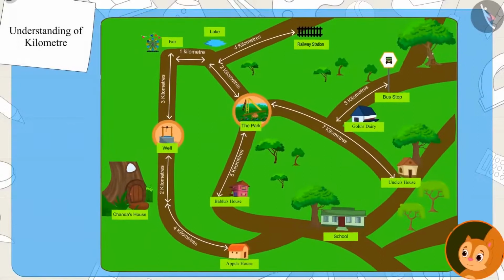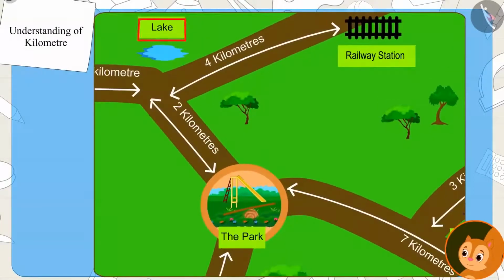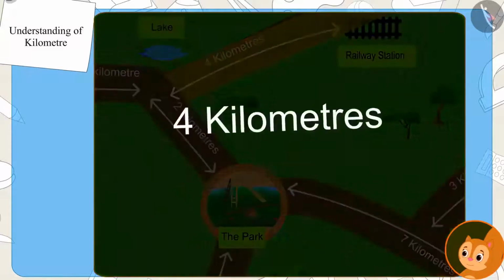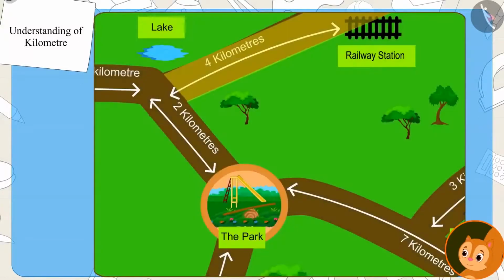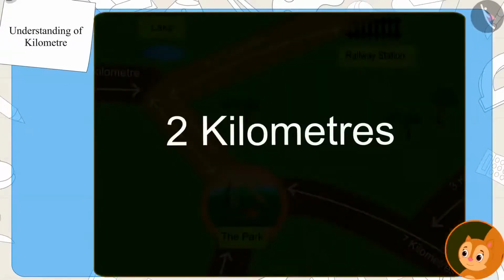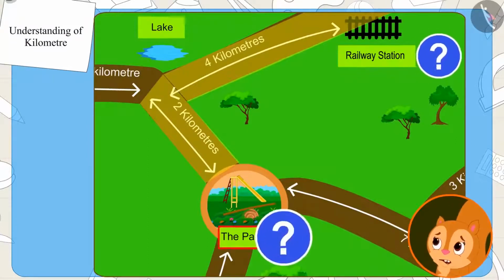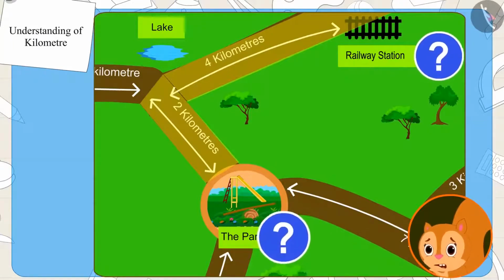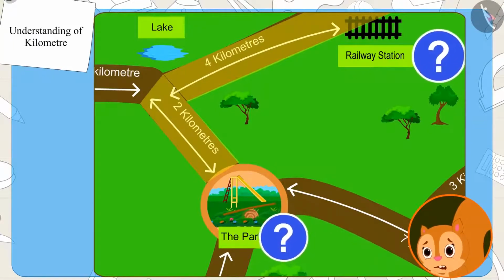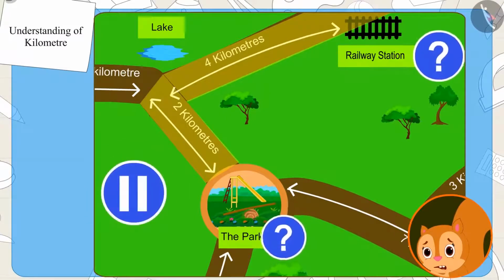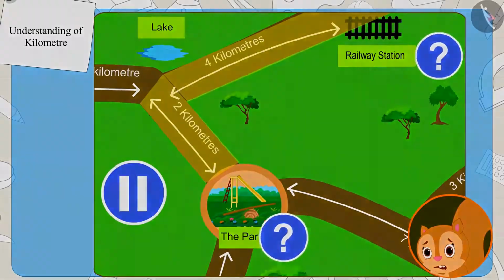Now Chanda saw on the map that the distance from the lake to the railway station is 4 kilometers and that of the park from the lake is 2 kilometers. Now Chanda is thinking that which place is closer to the lake? Railway station or park? Kids, can you help Chanda find the answer to this question? If you want, you can pause the video and find the answer.